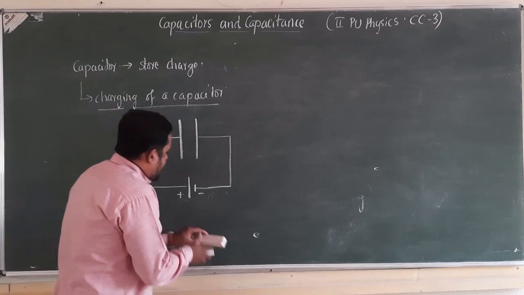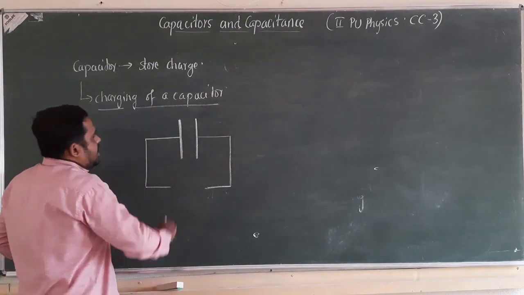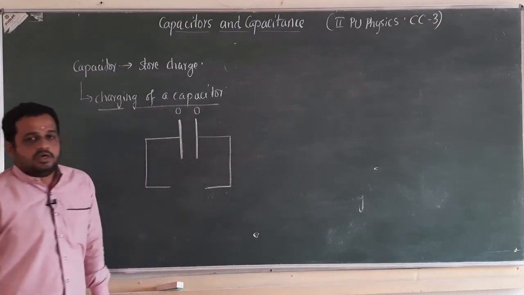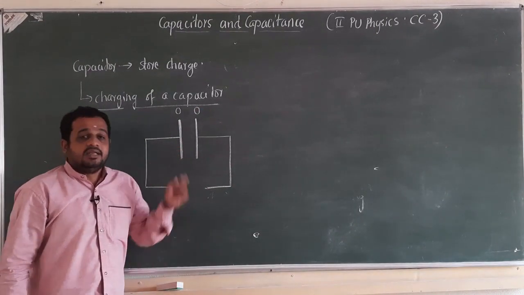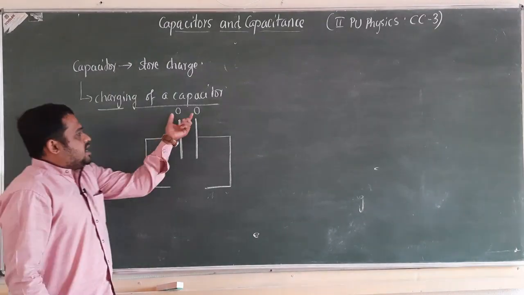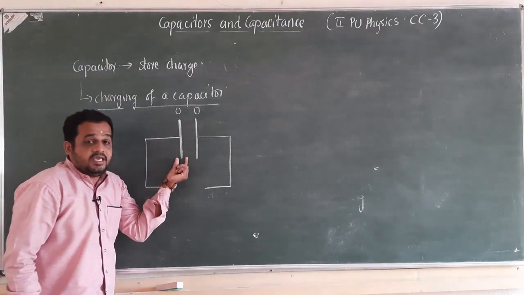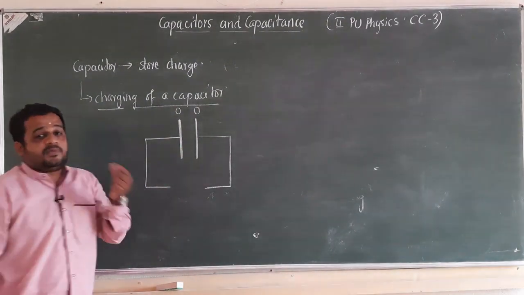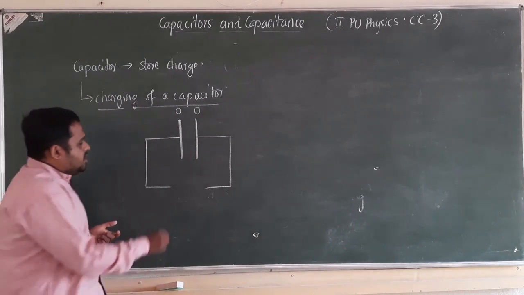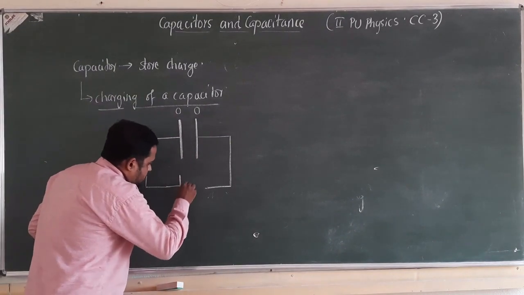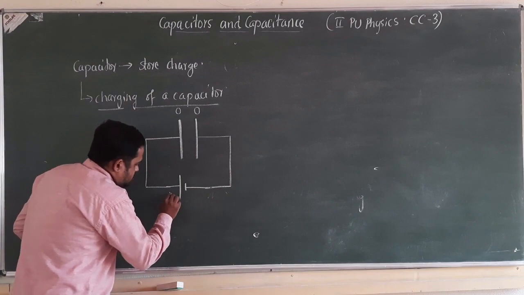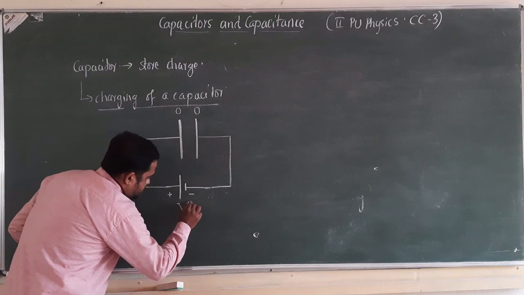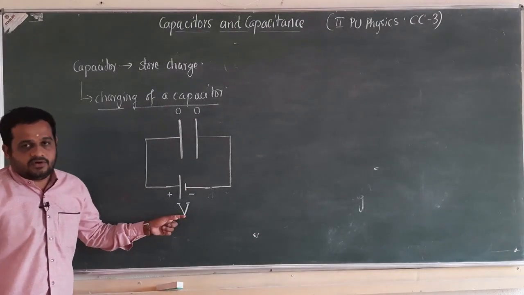Initially, in the absence of this external battery, the amount of charge stored in this conductor is 0. This conductor is also equal to 0. That means the capacitor is now in uncharged condition. Charge is 0 means this plate will have equal amounts of positive and negative charges. In case of this plate also, equal amounts of positive and negative charges will be there. With this condition, we connected this capacitor to the positive terminal and negative terminal of a battery. Let V be the potential difference produced by this battery, or it is called the EMF of the cell.